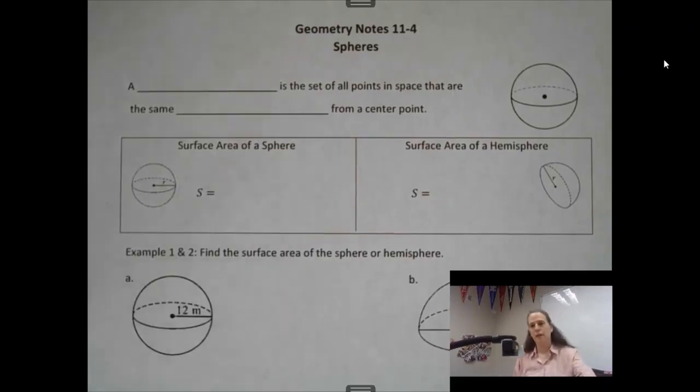Okay, and it's spheres. And keep in mind in the last little bit we've done area, and then we did surface area, and then we did volume, but we skipped spheres that whole time. So today we're actually going to do surface area and volume both for a sphere.